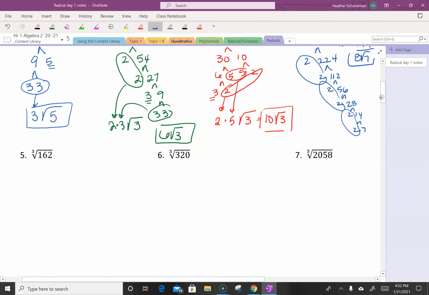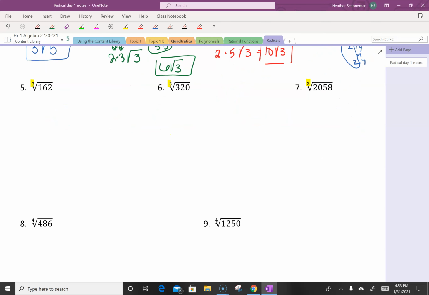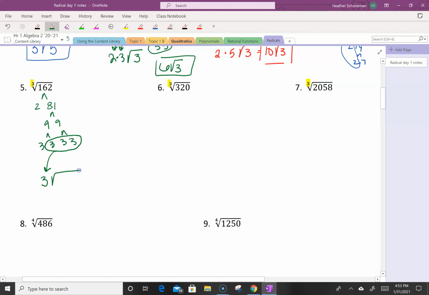All right, now notice what is different on the next one. Instead of having that invisible 2, now all of a sudden it's a 3, and we're not taking square roots, we're taking cube roots. So now instead of looking for groups of 2, we are now looking for groups of 3. So let's see how this works. I'm still going to divide it out the same way. So 162 divided by 2 is 81. So I get 2 and 81, 9 and 9, 3 and 3, 3 and 3. So I need a group of 3. That's the only other group I have. So the 3 comes outside.